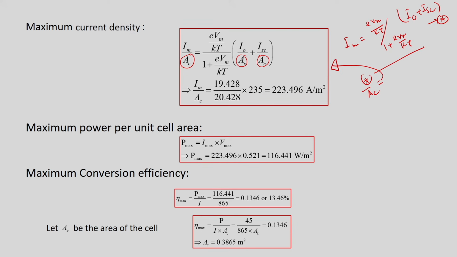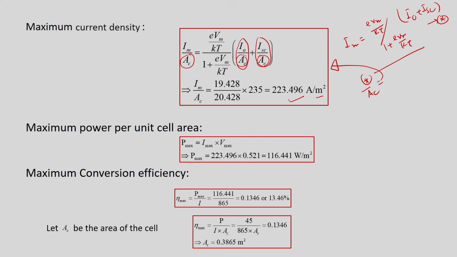So why have we done it? Because these values are given in terms of densities, okay. So that is why we have done it. So Im by Ic, on substitution of these values, what we will get is about 223.496 ampere per meter square, okay.